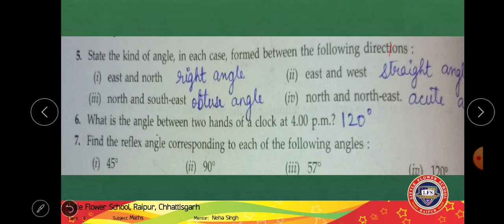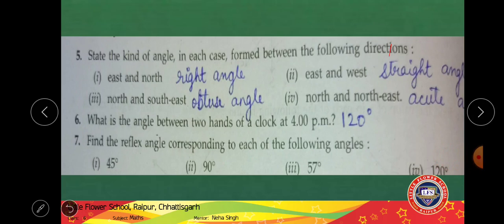North and southeast. Which angle will north and southeast form? You will draw it in your copy, north, south, east, west, and you will move away from south towards east, and you will see it has formed an obtuse angle. Last is acute angle.